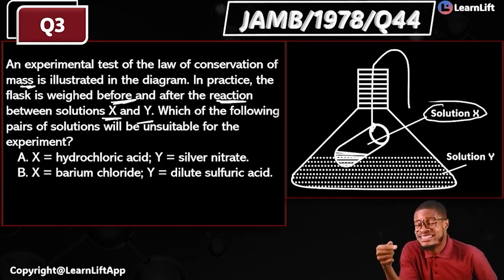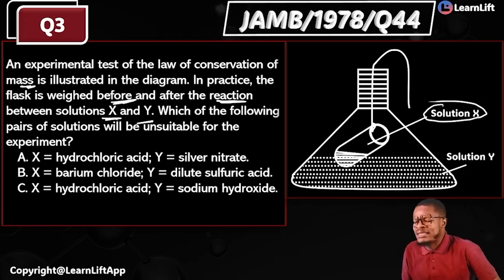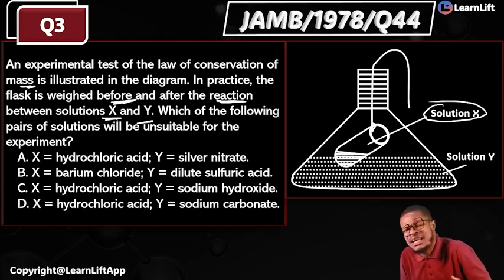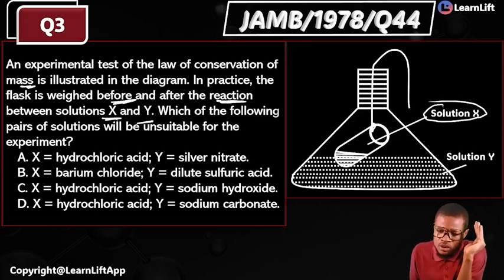Sulfuric acid here is your tetraoxosulfate 6 acid. Option C says HCl, that's your hydrochloric acid, and then your Y should be sodium hydroxide. And then option D says hydrochloric acid and sodium carbonate. Now, what is the correct answer to this question? Very, very fast. No time to waste.